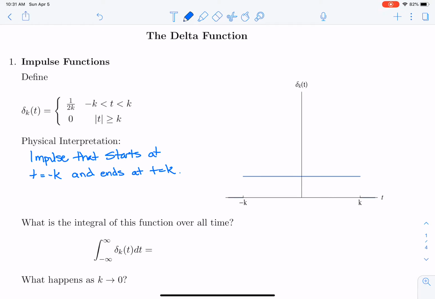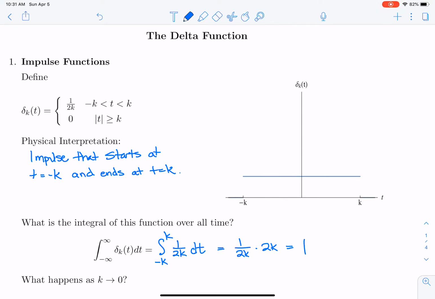Now we can ask some questions about this type of function, like what is the integral of this function over all of the time? So if we integrate from minus infinity to infinity of delta sub k, we notice that function is 0 everywhere except for between minus k and k. So we can actually just integrate between minus k and k, at which point the function delta sub k of t is 1 over 2k, a constant, dt. So if we're integrating a constant, that's just the height, 1 over 2k, times the length of the interval, which in this case is 2k. And so that integral is in fact 1.